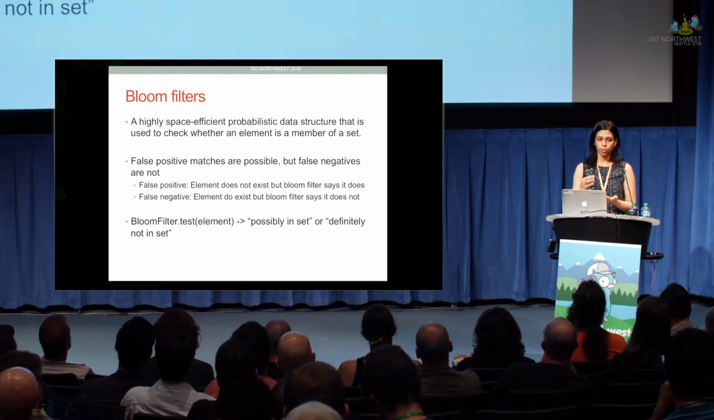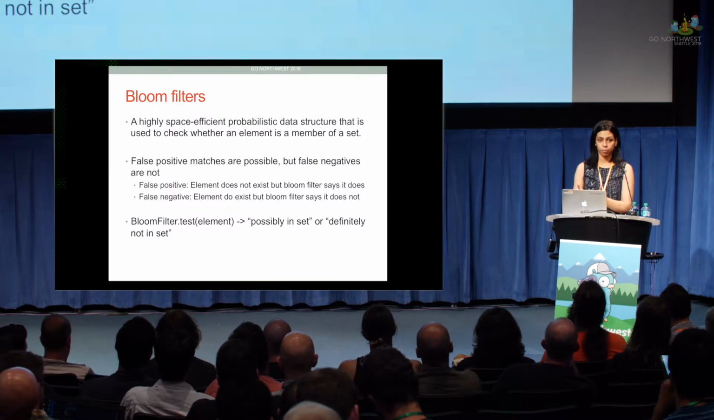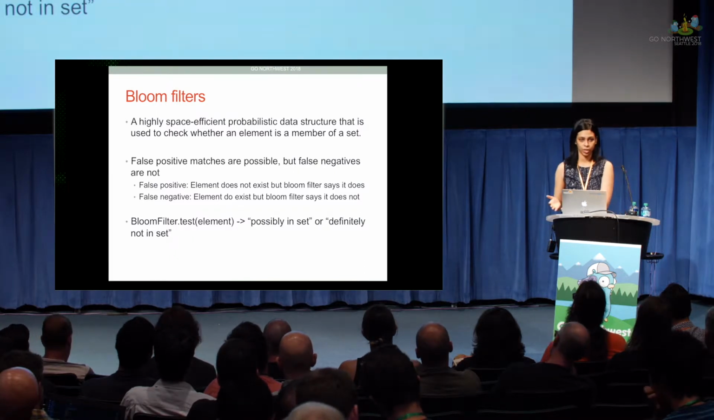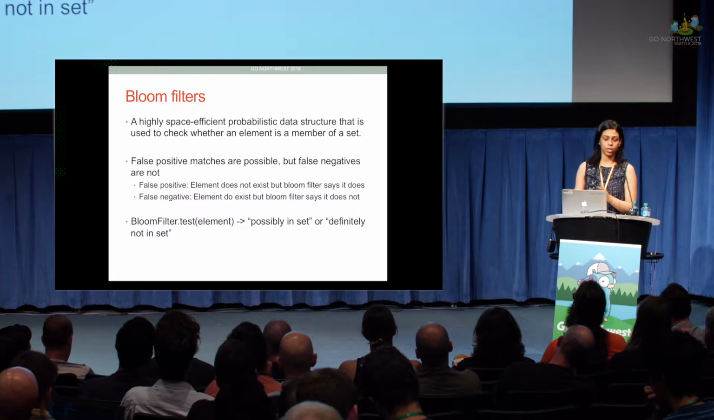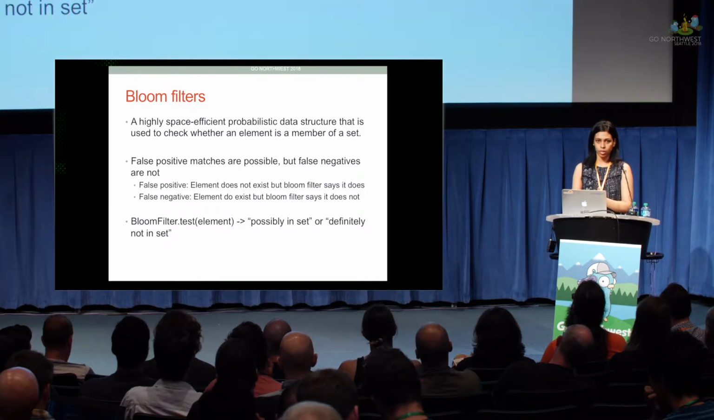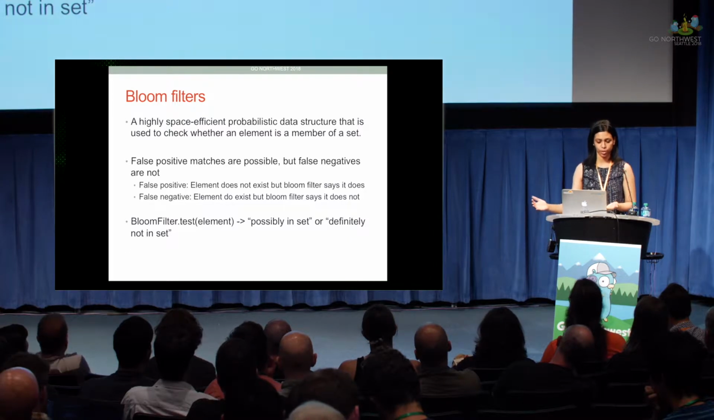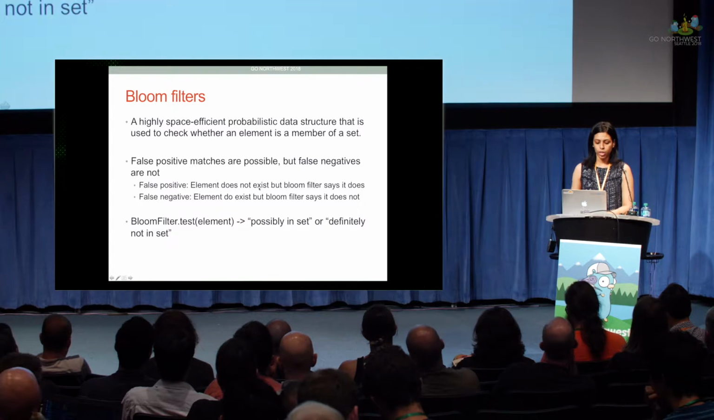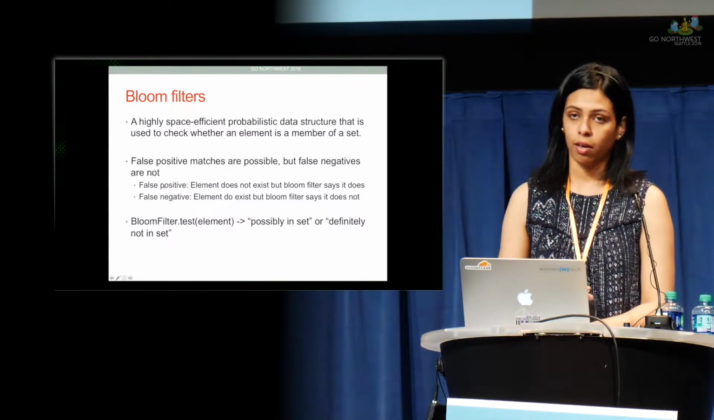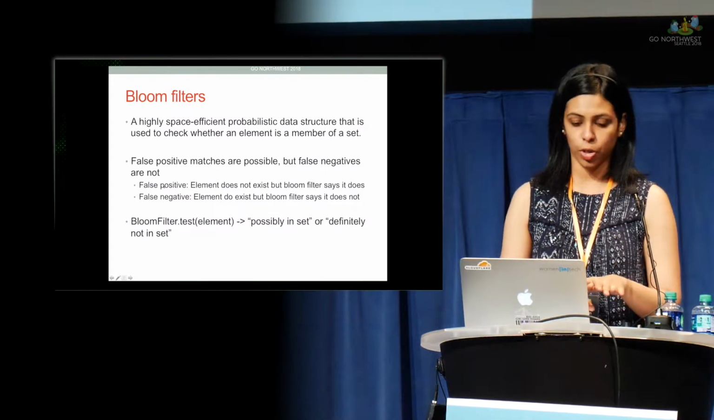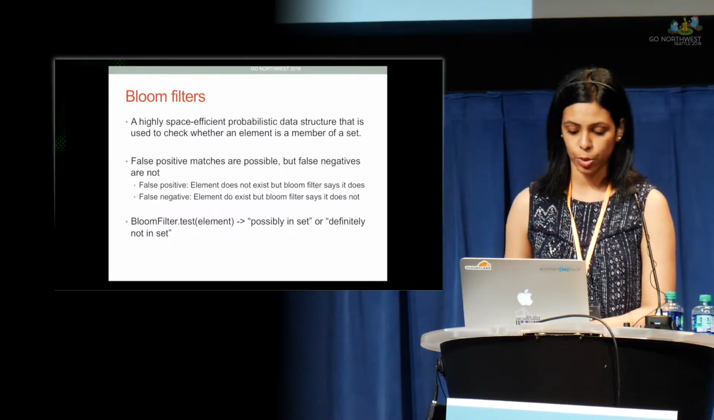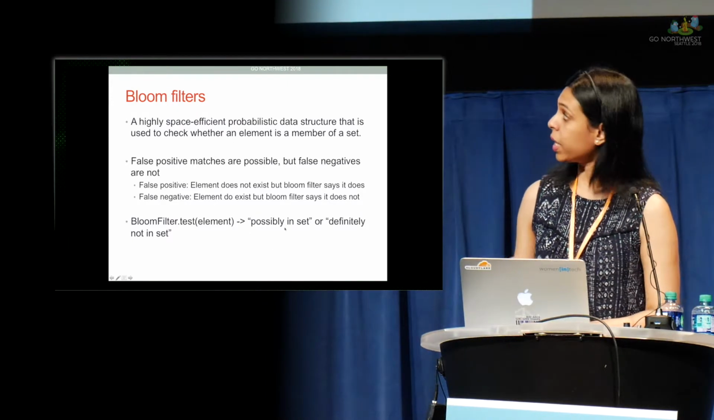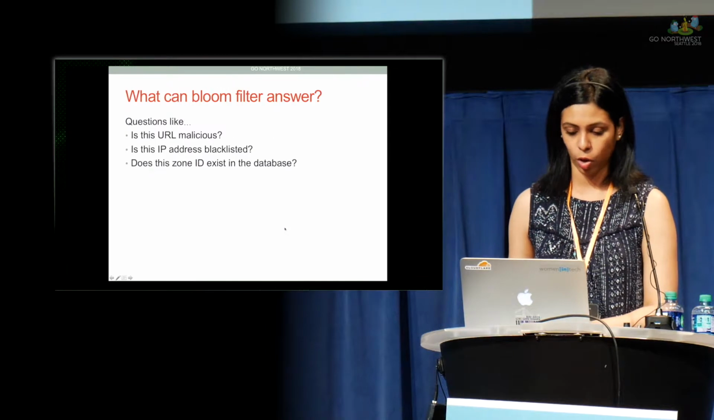So there is a possibility that the Bloom filter may give you a positive response, but the data may not actually be present in your secondary store. But the other way around is not possible. The Bloom filter will never say no, it's not present, when the data is actually present in your secondary store. That case is not possible. So you can have a false positive response, but not a false negative response. It will be either possibly in set or definitely not in set.